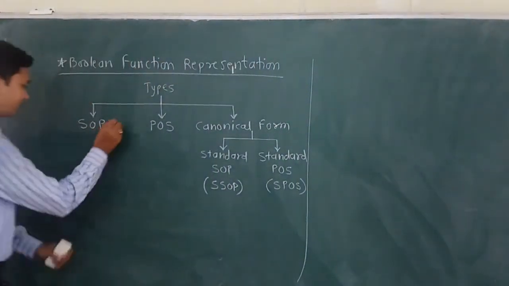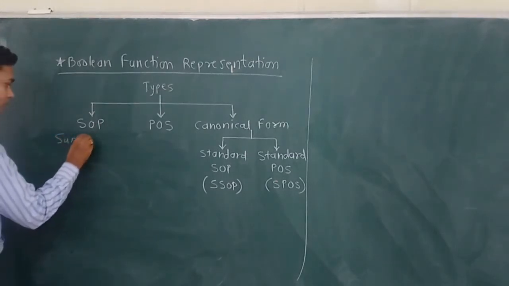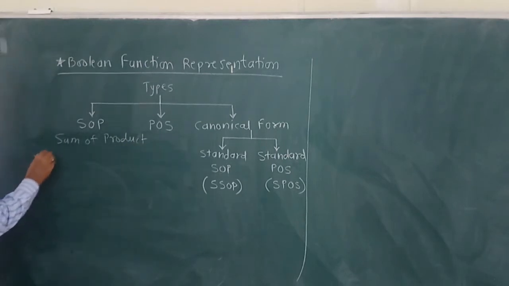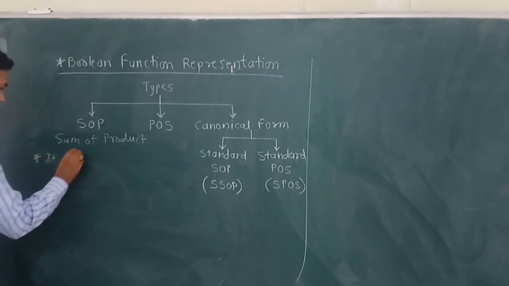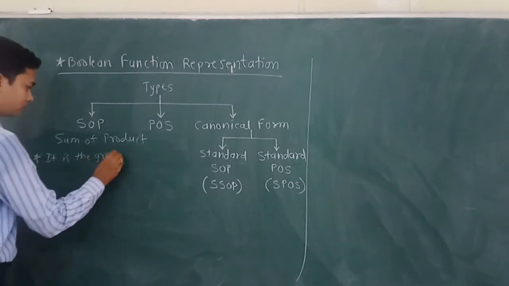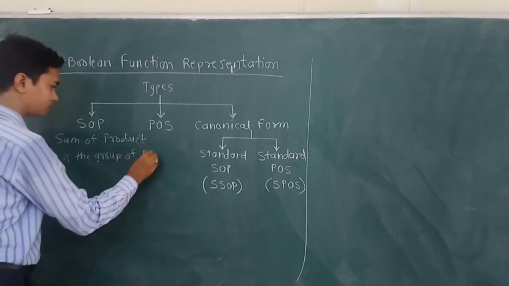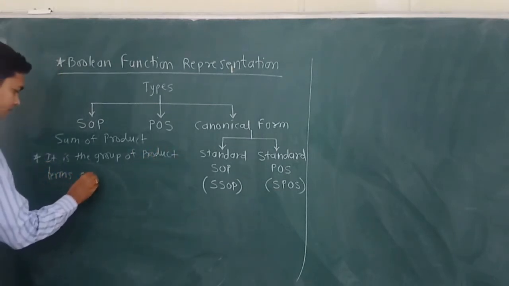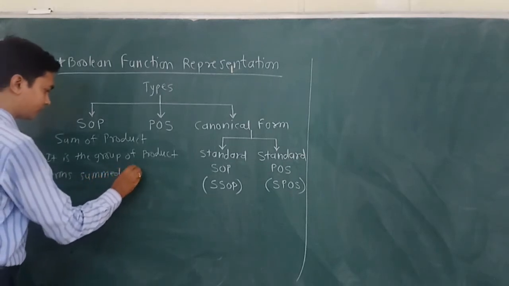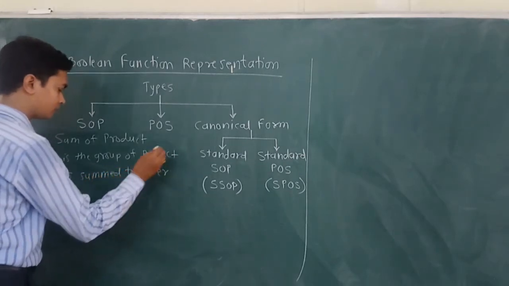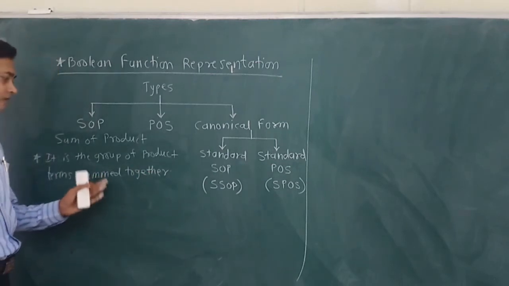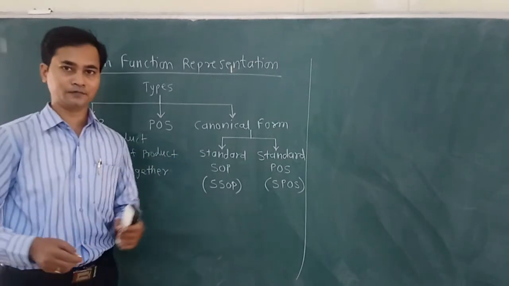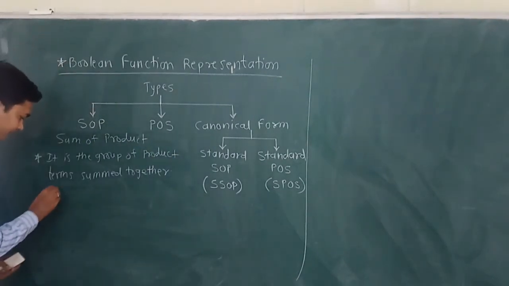SOP means sum of product. Its definition is: it is the group of product terms summed together. From this definition we can easily understand it is the summation of all the product terms. Let us see one example.